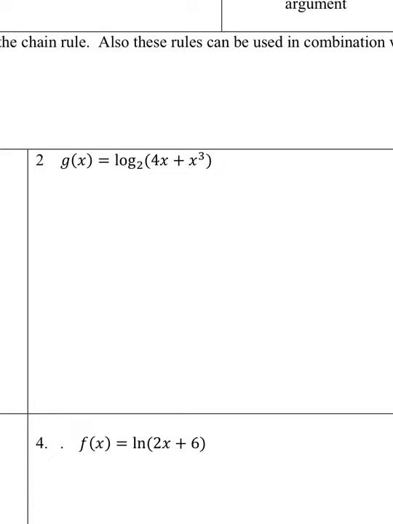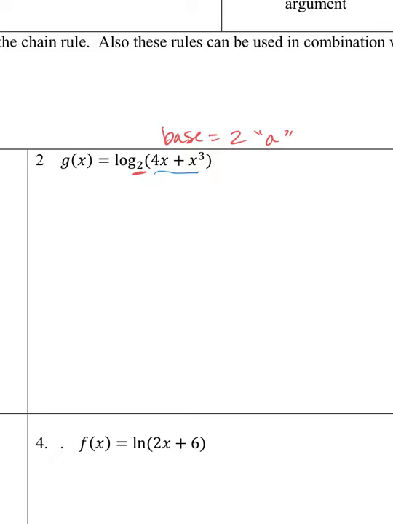Hi everybody. This is a video of going over problems 2 and 4 from today's notes with derivatives of logs. So the very first problem, number 2, we have log base 2 and then the argument is 4x plus x cubed. So what we need to be able to identify is that the base equals 2, and that comes from right there. That's going to be our A.